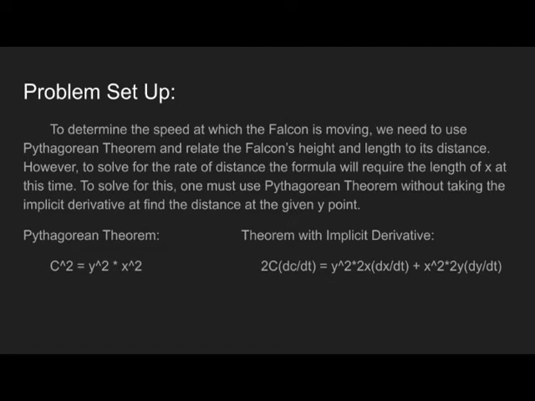and once we've taken the implicit derivative, 2c times the derivative of c in relation to t equals y squared times 2x times the derivative of x in relation to t plus x squared times 2y, the derivative of y in relation to t. Note that the implicit formula was given using product rule on the original formula.